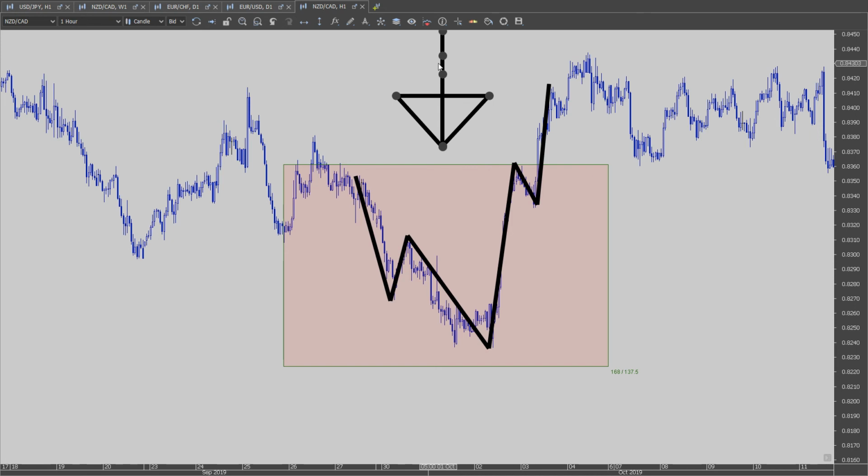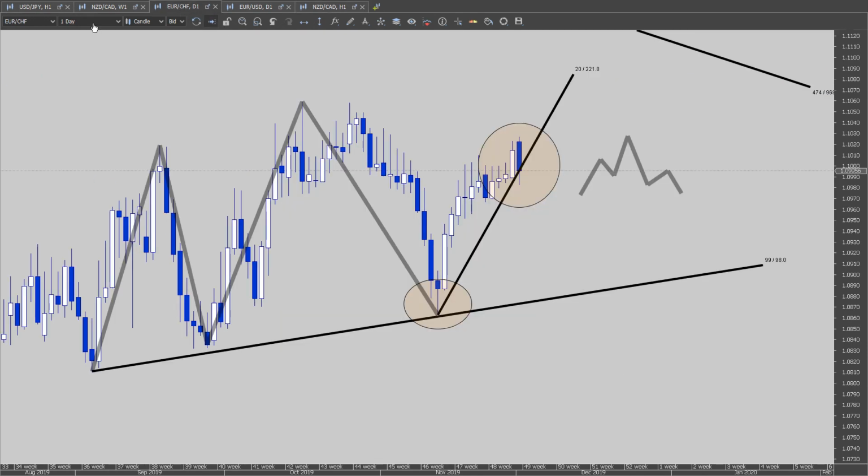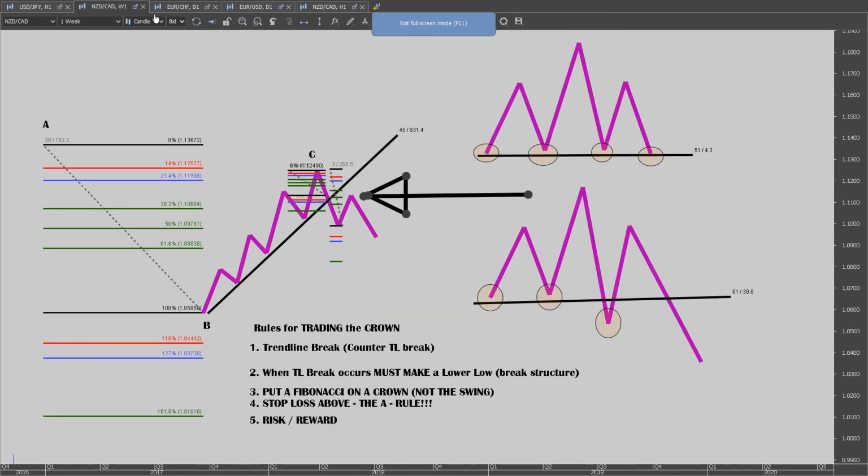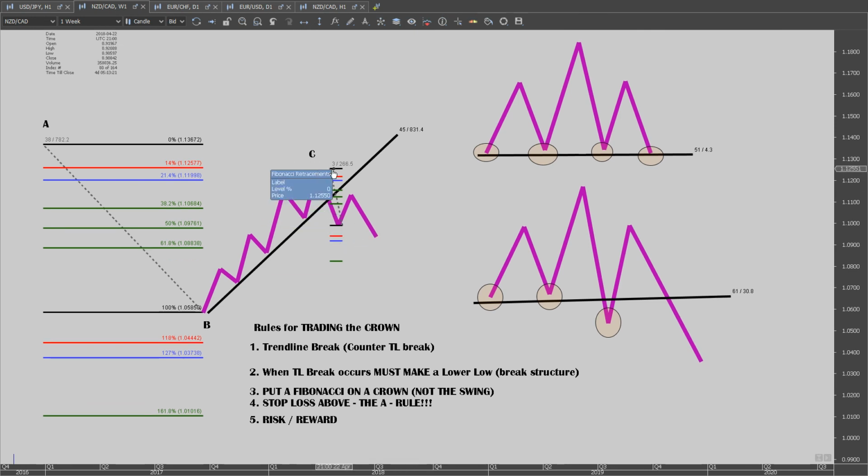Candlestick formations on the higher time frames. Let's write this down. Candlestick formations on the higher time frames are nothing more than crowns and crown reversals on the smaller time frames. And why is this important? Maybe it's going to make it easier for you to trade, you know.